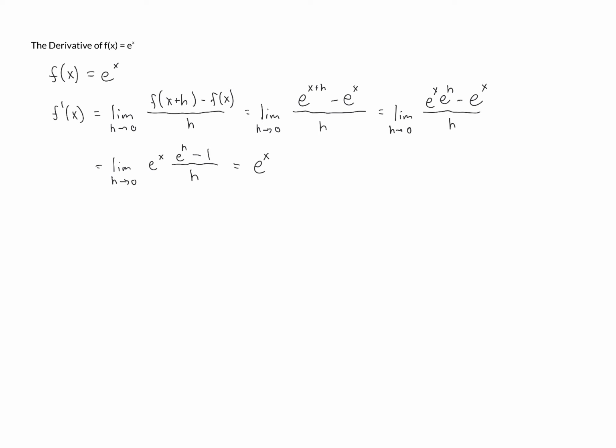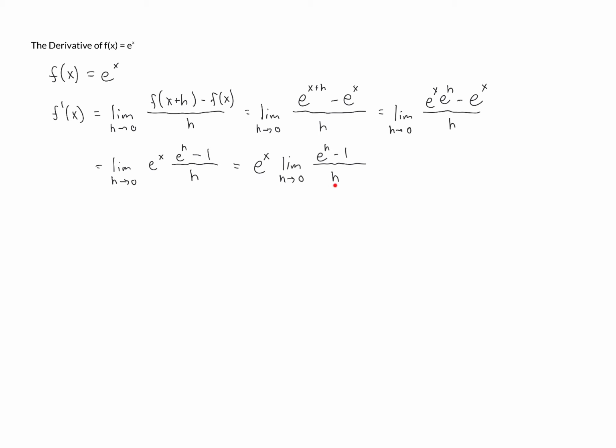So we've got e to the x times the limit as h approaches 0 of e to the h minus 1 over h. And then if we look at this limit, there's no x in it. So assuming this limit exists, this is going to be a constant. This is going to be a number like 2 or 7 or 4.6 or pi. We don't know what this limit is yet, but it's going to be a number times e to the x.